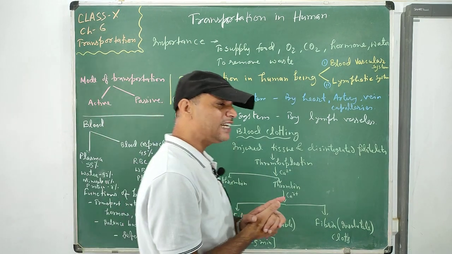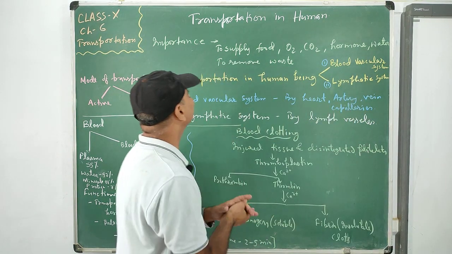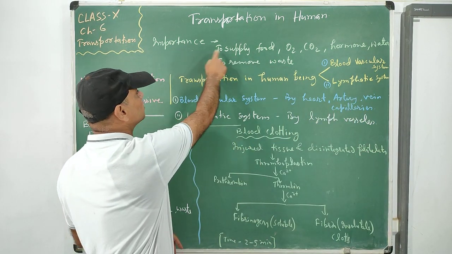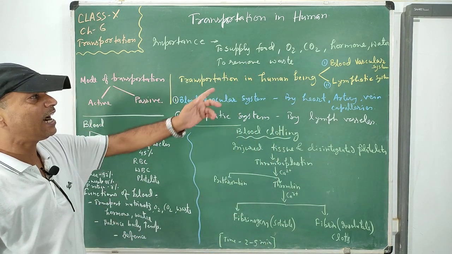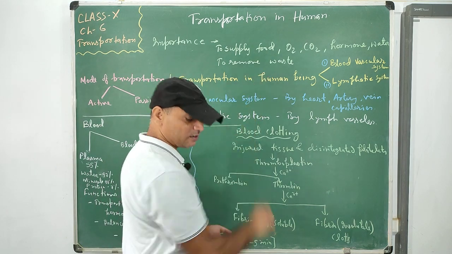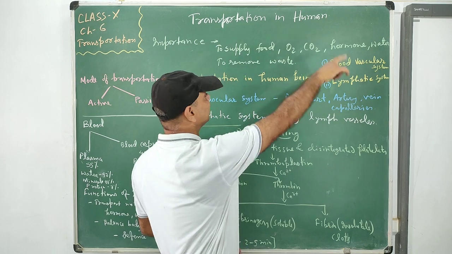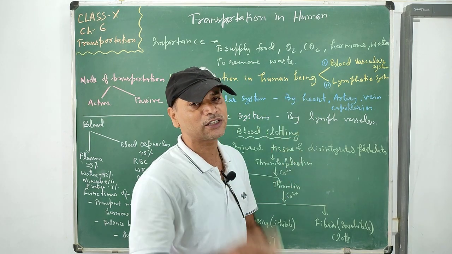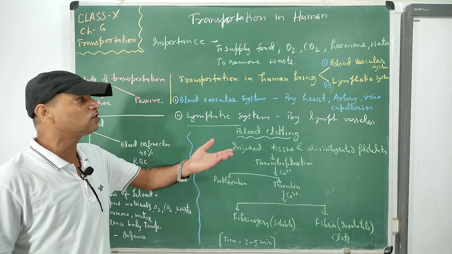See, we need transportation. Why? What is the need of transportation? We need transportation to supply food, oxygen, carbon dioxide, hormones, water, and to remove waste. So these are the causes of our transportation. These are the things we have to transport from one place to another. Without transportation they are unable to do their work.